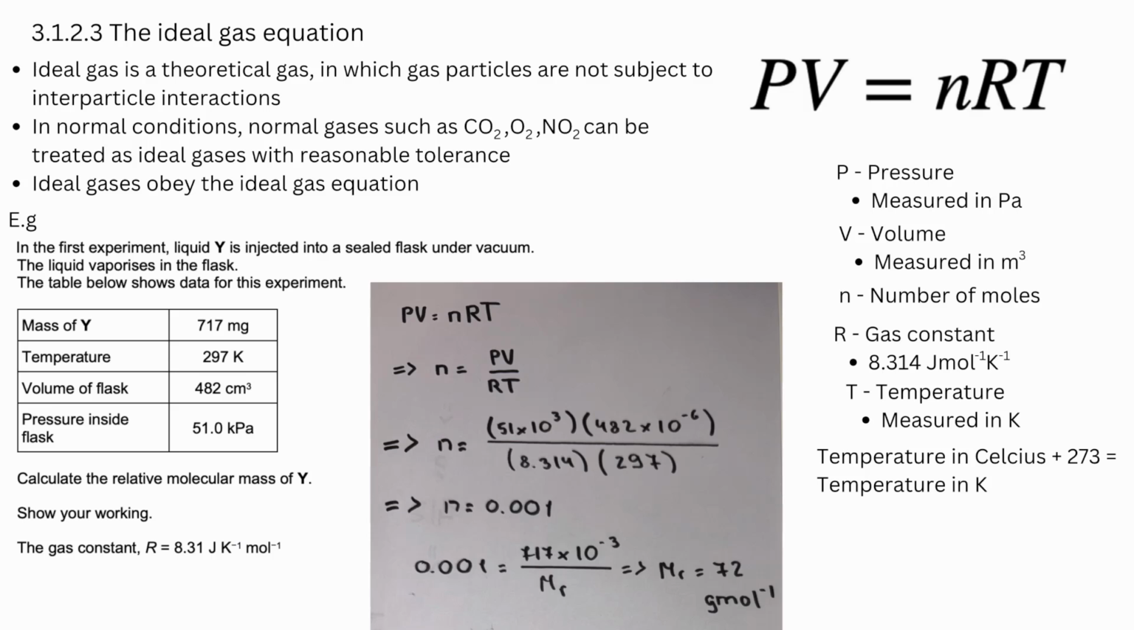Rearranging the ideal gas law for the number of moles, you get n equals pressure times volume divided by the gas constant times temperature. Substituting the data, we get 0.001 moles. Knowing the mass and number of moles, we use the formula from the previous slide to get the relative molecular mass of 72 grams per mole.